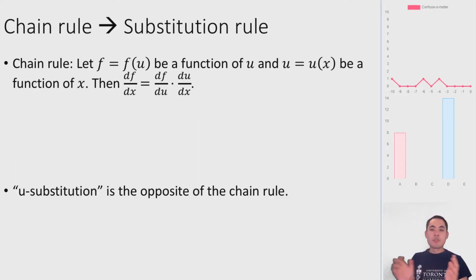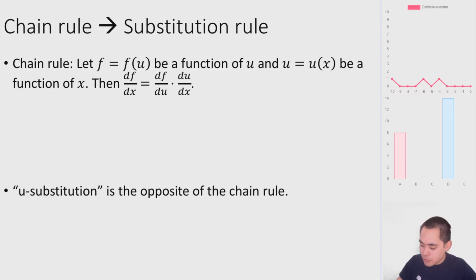So remember, we used to have a chain rule in derivatives, right? If you don't remember, the chain rule is just if you have some function that's a function of some other function, so if you have f is equal to f of u and u is equal to u of x, then if you take the derivative of f with respect to x, you get df du times du dx.